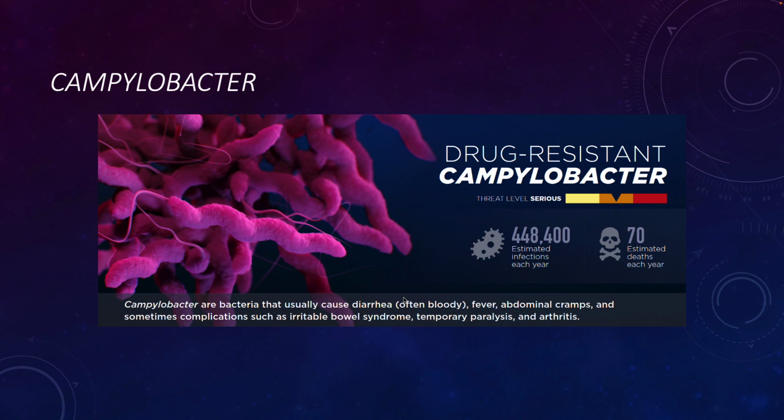Drug-resistant Campylobacter infections are considered a serious threat by the CDC. Over 400,000 cases are estimated per year, leading to about 70 deaths. But these are bacteria that can cause diarrhea, fever, abdominal cramping, and sometimes complications such as irritable bowel, temporary paralysis, which is associated with that Guillain-Barré, and arthritis. So even though it's not one that you might have heard of really commonly, it is a common infection, and it is becoming more serious in the US with that drug resistance we're starting to see.